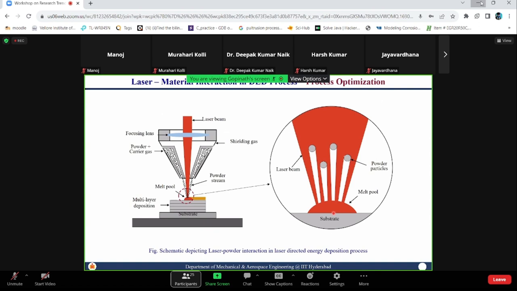You just take a molten pool or a molten metal and keep it on a copper substrate, which is at room temperature, or a steel substrate, which is at room temperature. Immediately, you will observe that this molten pool, whatever drop you kept it on the steel surface or the copper substrate, will convert into a ball because of the surface tension.